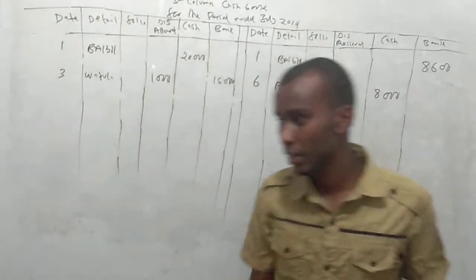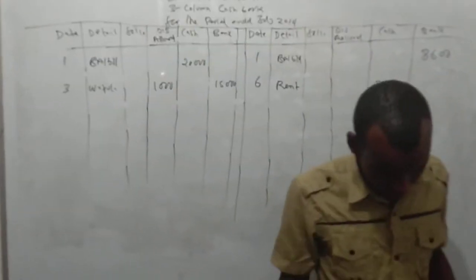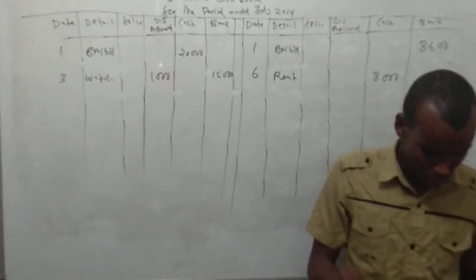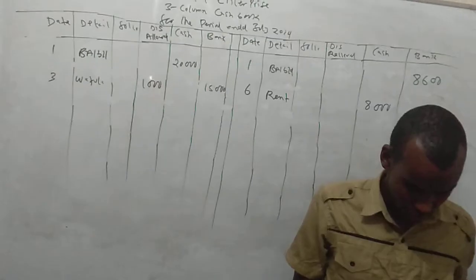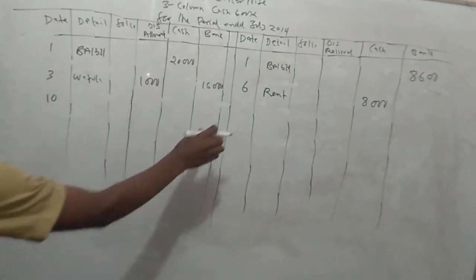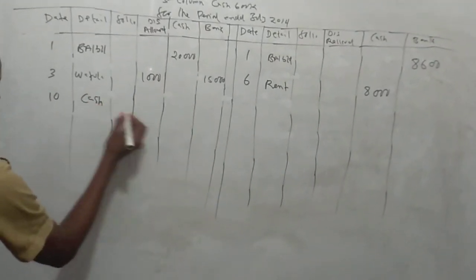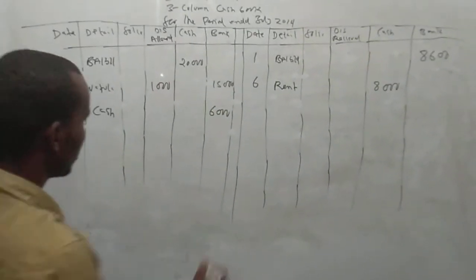If you deposit the money into the bank, our business bank is going to increase. So we have to debit the bank, we credit the cash. After 6th, we have 10th. 10th is saying deposited 6,000 in the bank from the cash till. Our bank is going to increase by a cash of 6,000. Then our cash is going to decrease.